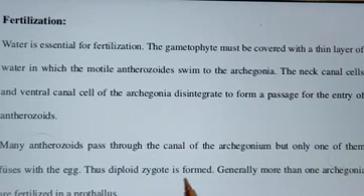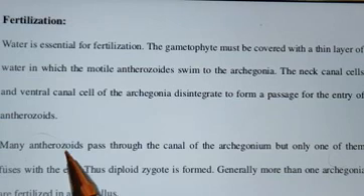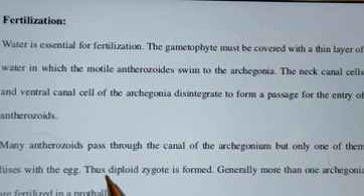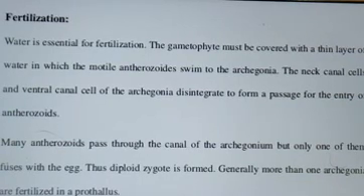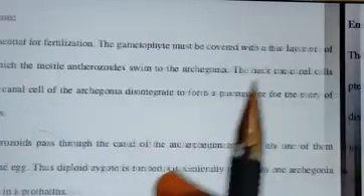The diploid zygote is formed, means one haploid anthrozoid and one haploid egg fuse with each other and produce a diploid zygote, which is 2n, means double set of chromosomes. Generally more than one archegonium is fertilized in the prothallus, means in the prothallus more than one archegonia are present.